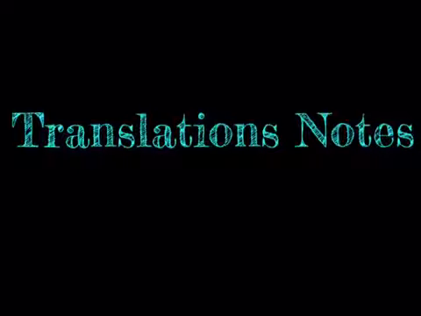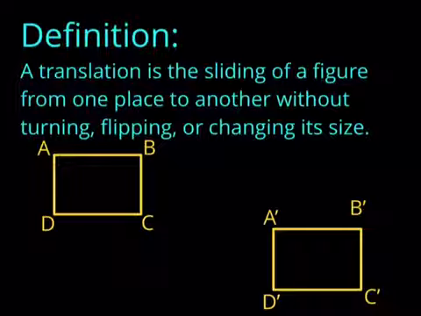So let's get started. First thing I want to cover is the definition. A translation is the sliding of a figure from one place to another without turning, flipping, or changing its size. So, again, it's just sliding around. We can slide it over, up, down, whatever we want to do. But it cannot turn, it cannot flip, and it cannot change its size, okay? Those are all different types of transformations, but again, today we are focusing on just translations, and they do not do those things. All right?